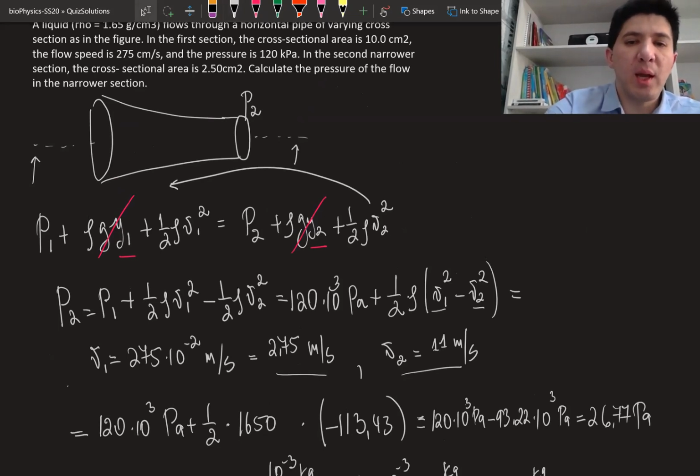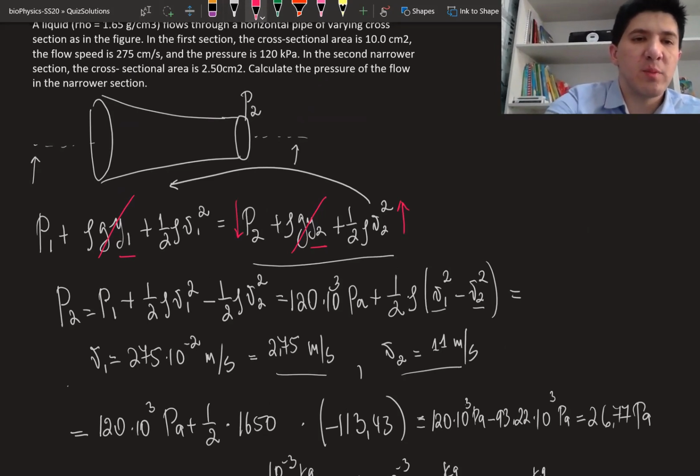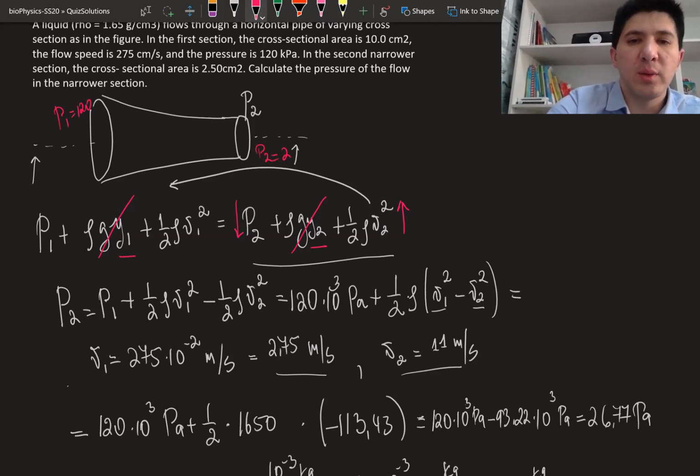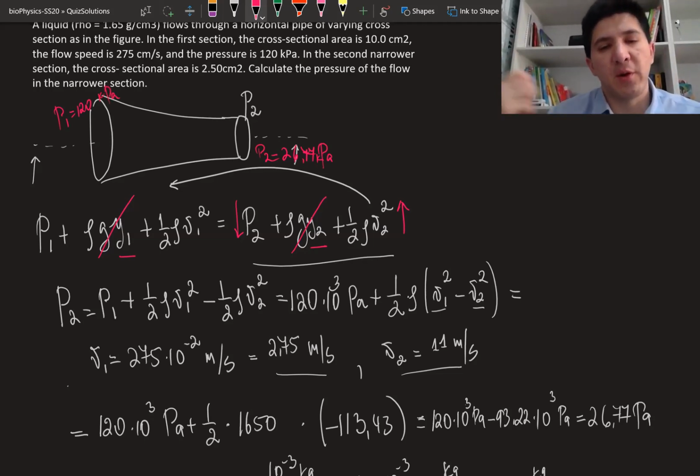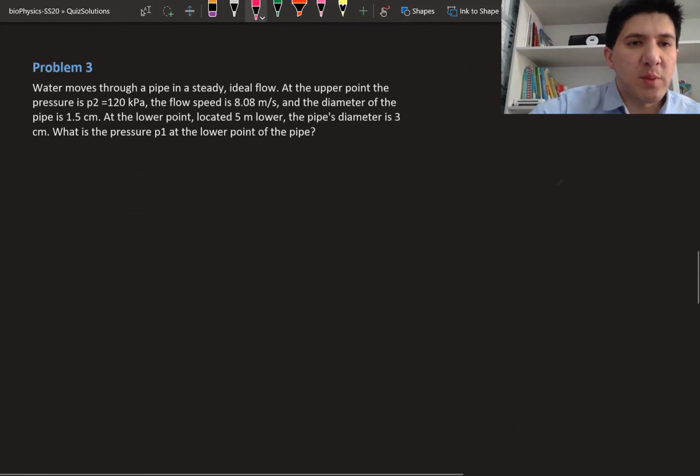And we can understand this from this equation. If the velocity is increased, then the pressure is going to be decreased. So the pressure P1 here was equal to 120 kilopascals, and here it's only 26.77 kilopascals because the velocity is increased. Okay, good. So let's go to problem number 3.